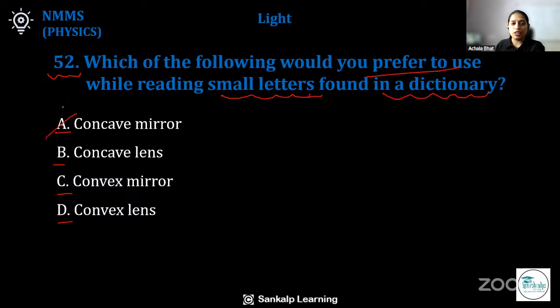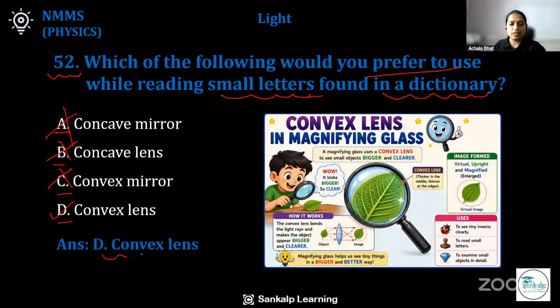So I have to use not mirror actually, because in concave and convex mirror we get laterally inverted images. I can eliminate A and C. Option B, concave lens? No, this is wrong. D, convex lens? Yes, convex lens is correct. Actually, concave lens forms diminished images.